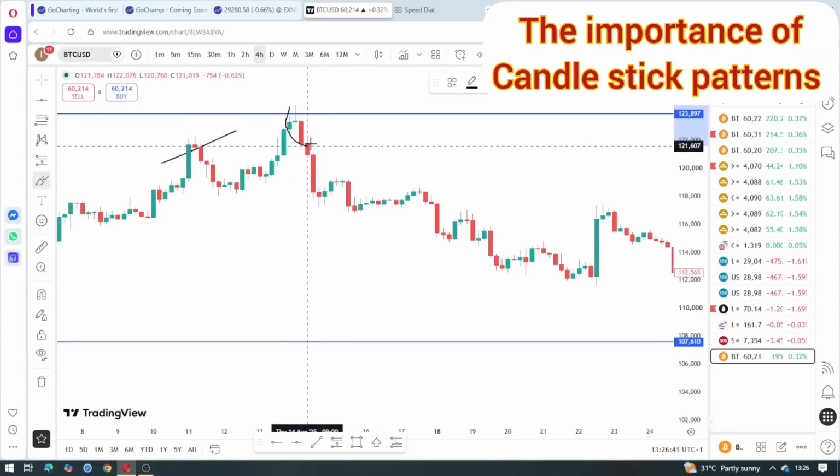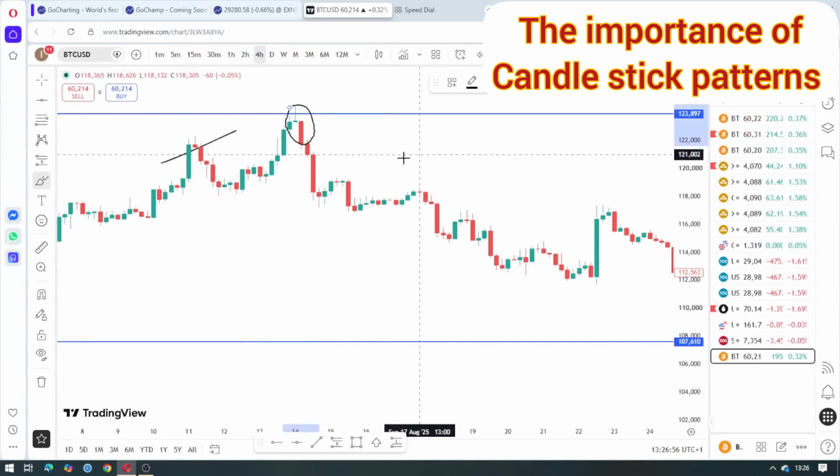Guys, this is evening star. These three candles together form a reversal pattern, a bearish reversal pattern called evening star. Of course, they tell you that the market or the price action wants to reverse and begin to go bearish. And eventually, as it happened here, you know what happened?